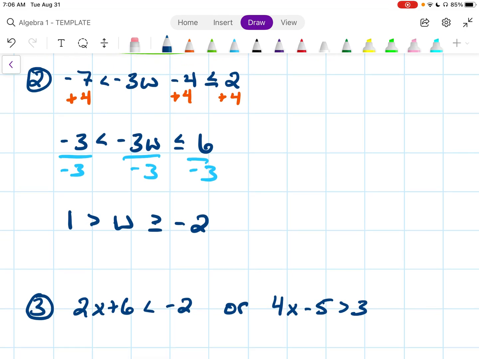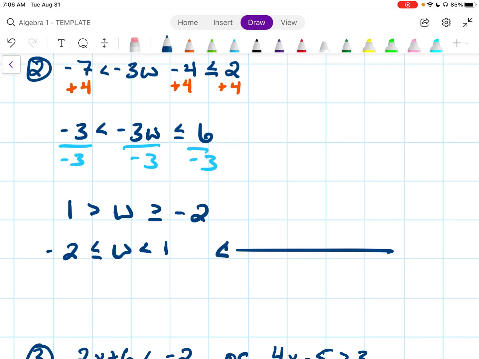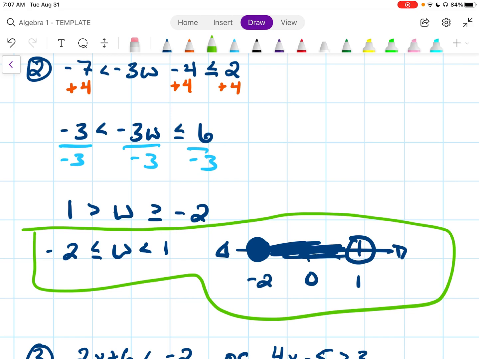Now I'm going to rewrite this kind of in reverse. That way it goes from smallest to biggest. Because right now, like 1 is the biggest, -2 is the smallest. I'm going to rewrite this as -2 is less than or equal to w is less than 1. Going to a number line, I'll put -2, 0, and 1 on here. I have a closed circle on the -2, an open circle on 1, and I shade the middle. And again, my answer would be this here. You could have used that one right there if you wanted to.